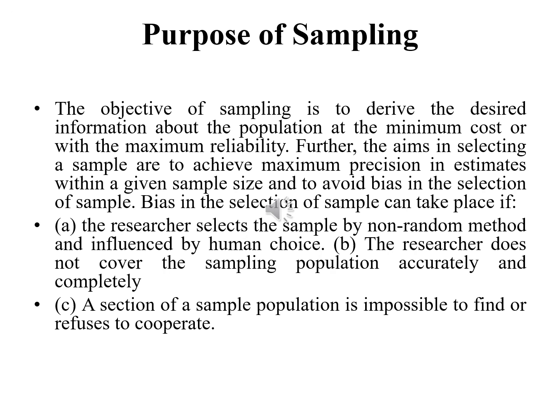So good sampling should be selected randomly. Researchers should cover the sampling population accurately and completely, and the selection of the sample should account for people who are impossible to find or refuse to cooperate.